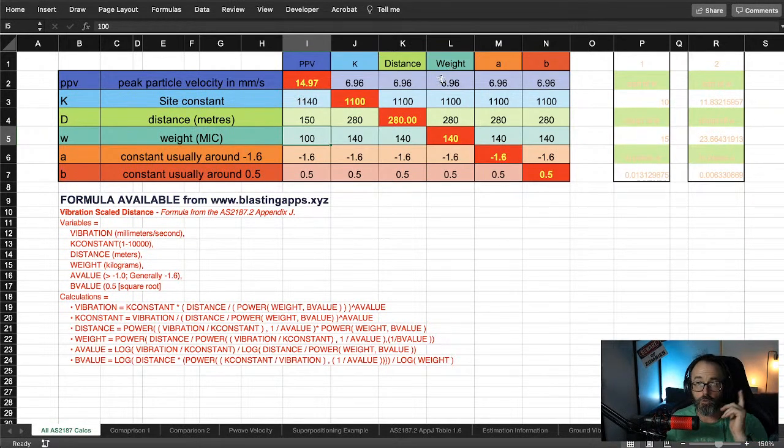So say you've got a reading of 10 and you want to work out your K value, and everything else is the same: 280, 140, all that. Well, it's suggesting that your K value for that site, your site constant, is 1580. Now, after a while, you might see that your K is static, but your values still change on your PPV. So you might find that it's actually your attenuation value, which is the 1.6, that's changing. And we'll see that in the next graph.